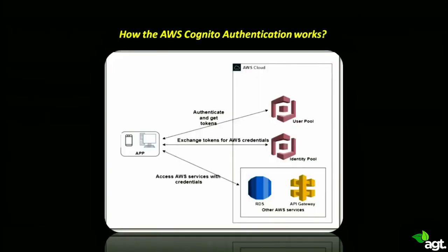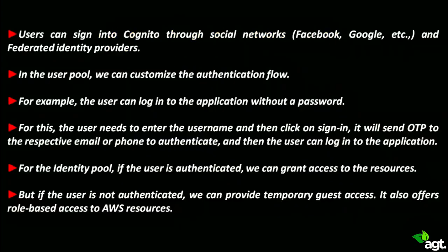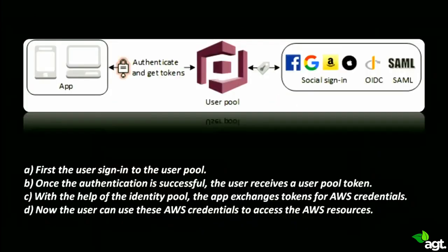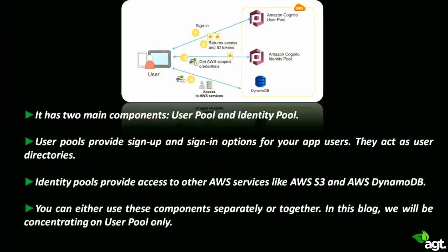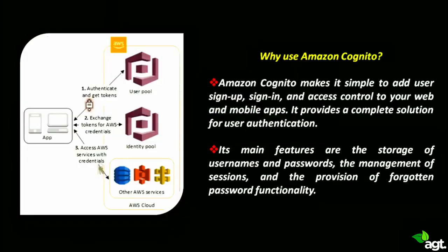It has two main components, a user pool and an identity pool. The user pool provides sign up and sign in options for your application users. They act as user directories, and identity pools provide access to other AWS services like AWS S3 and AWS DynamoDB. You can use these components either separately or together. In this lecture, I will concentrate on the user pool, and Amazon Cognito makes it so simple to add user sign up, sign in, and access control to your web and mobile applications.